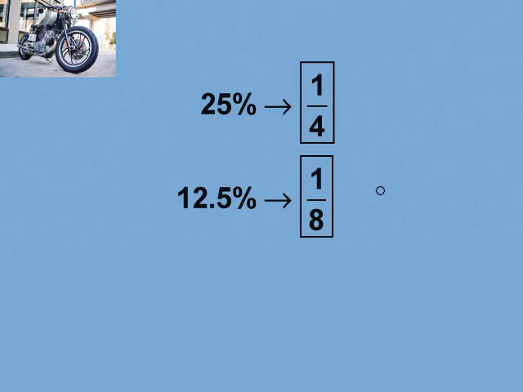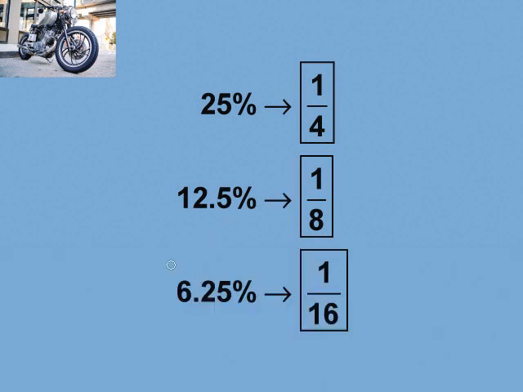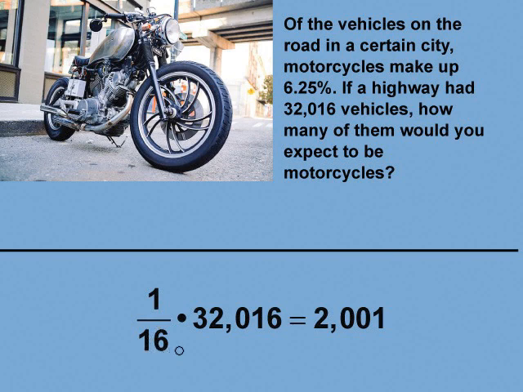We go one step further to show 6.25%, which is half of 12.5%, is equal to 1/16. 1/16 of 32,016 is 2001. So the number of motorcycles on the road is 2001.